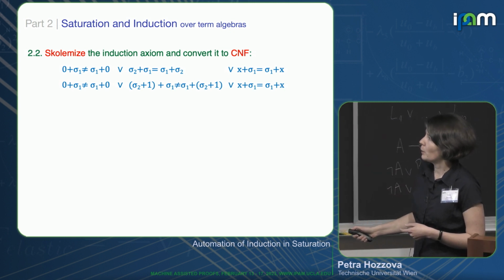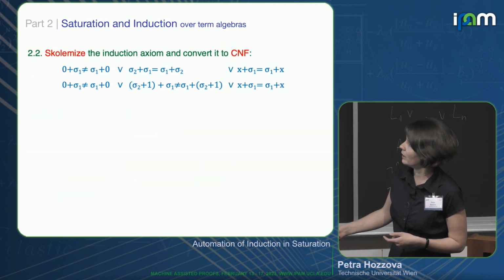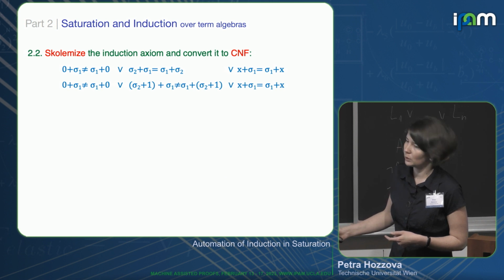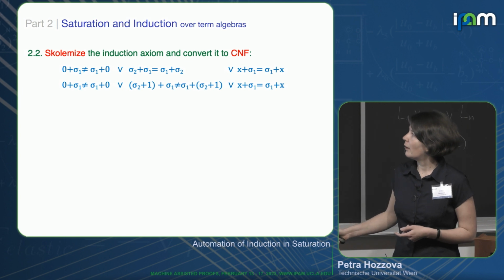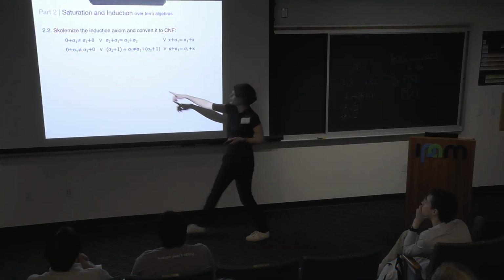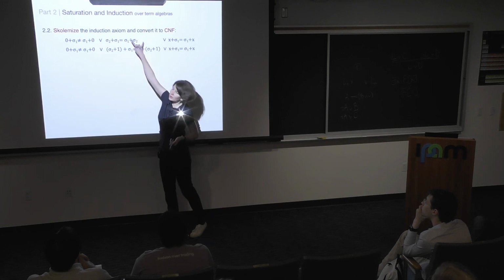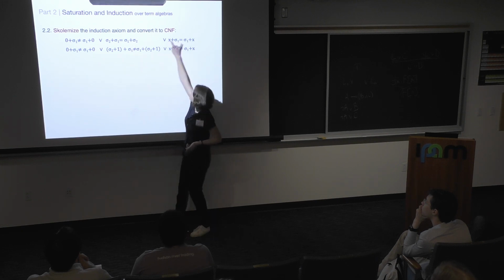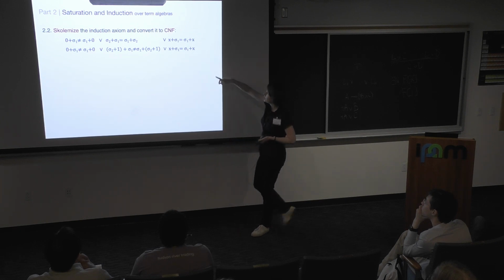And we obtain the following two clauses. Here, this x is skolemized, and it becomes this sigma 2 here. So now we already have two sigmas in these formulas. The first literal in both these clauses corresponds to the base case of the induction schema. The second literals correspond to the induction step case, and the last literals in both clauses correspond to the conclusion of induction.